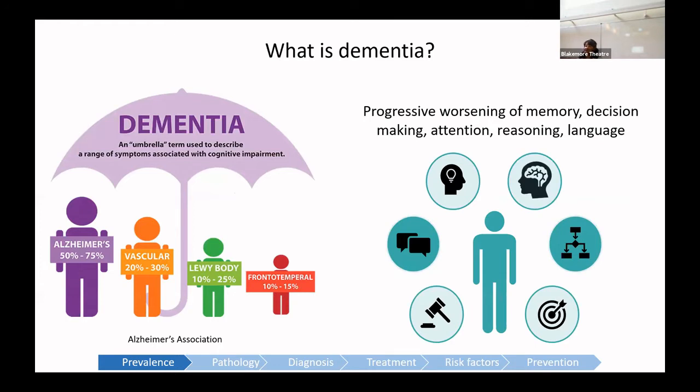So what is dementia? Very broadly speaking, it's an umbrella term that talks about progressive worsening of memory, decision-making, attention, language, reasoning. And there are many causes of dementia, but the most common cause is Alzheimer's disease. There's also vascular dementia, Lewy body, and frontotemporal dementia as well.